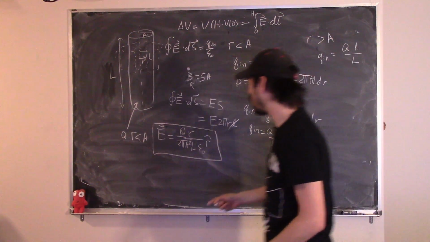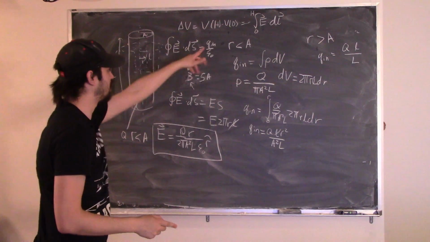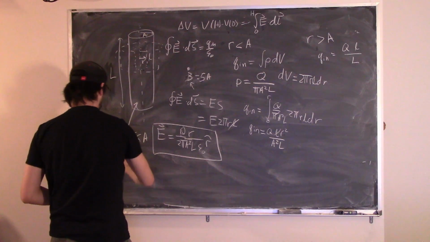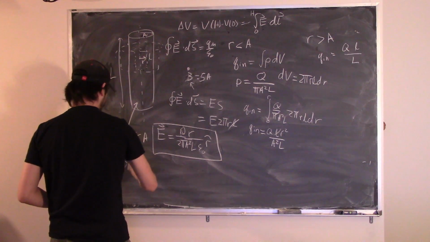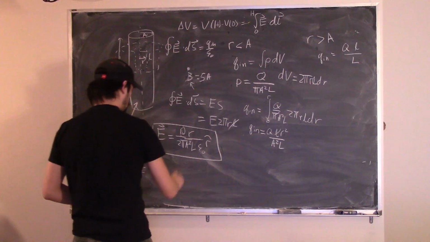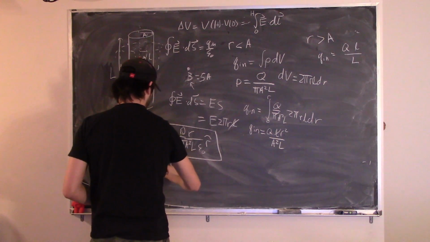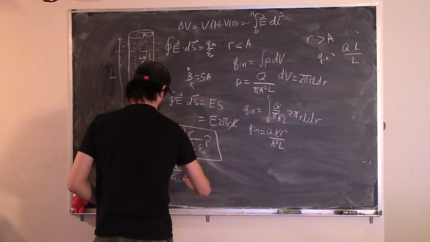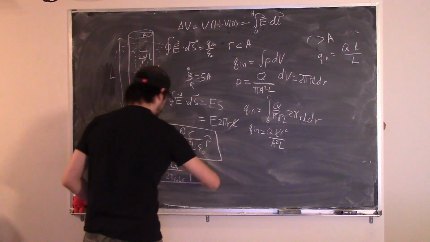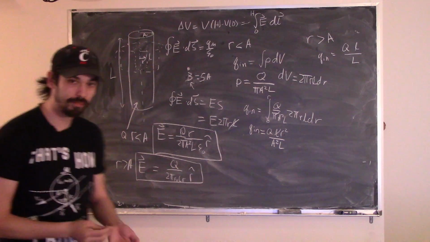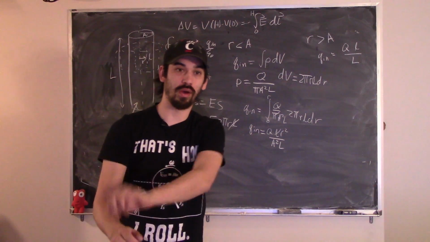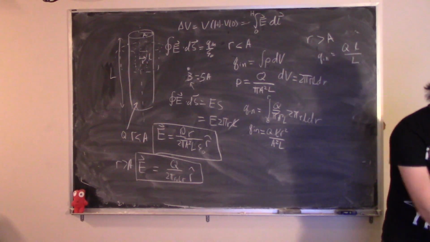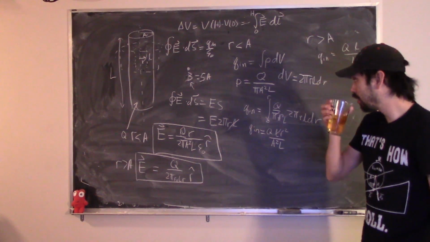We can plug that into the rest of Gauss's law once we solve for E, and what we end up seeing there for r greater than a, the E vector is going to be equal to Q divided by 2 pi epsilon naught L r times r hat. Okay. So not too bad. Any questions about what I've done so far? I'll give you guys a second to look at this and ask me any questions if you have them.